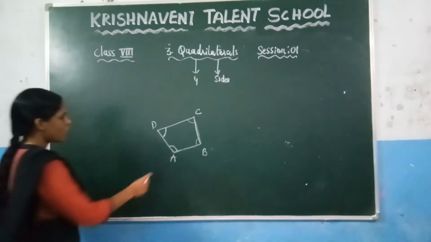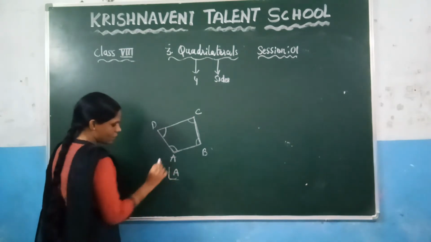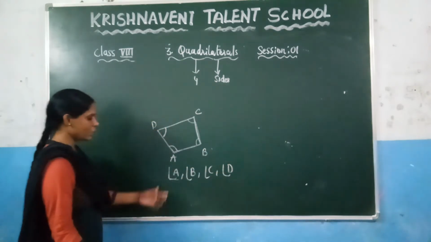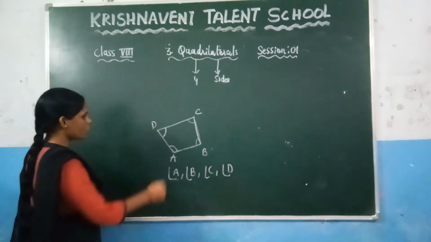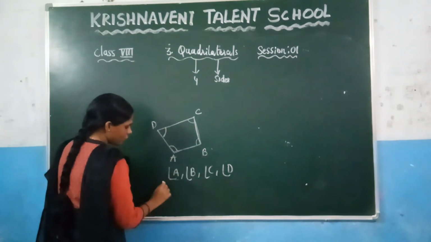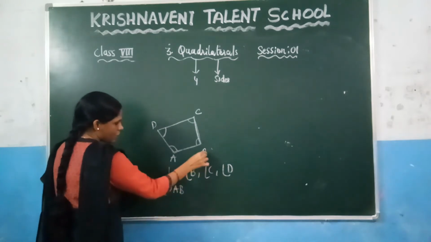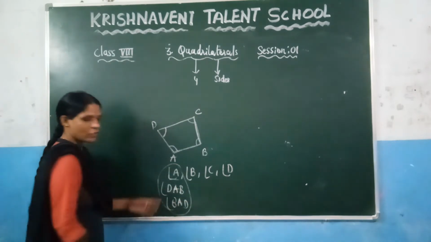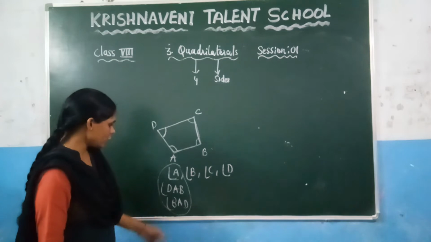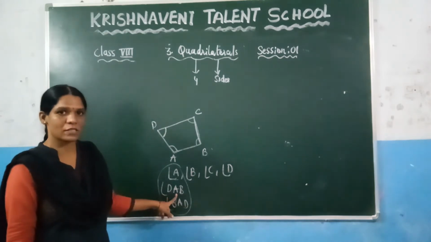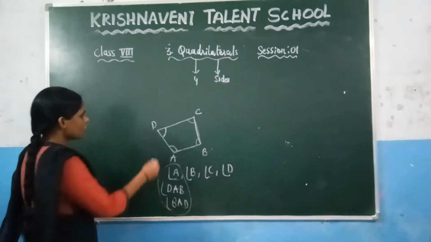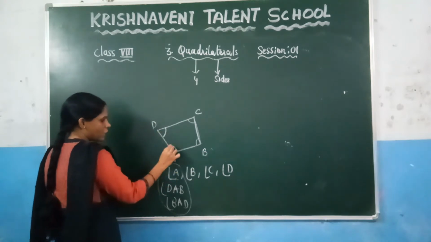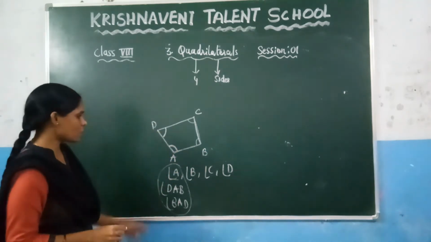Which is nothing but angle A. You can represent the angle by the symbol: angle A, angle B, angle C and angle D. We can write this angle A in two other ways. How can you write this one? You can write it as DAB or you can write it as BAD. Anything is the same, which represents the angle A. Here you need to check that the letter A should be in the middle, which represents that we are talking about the angle A. So you can write this one as angle DAB. Similarly you can write it as BAD or you can write it as angle A. Anything you can write represents the angle A.